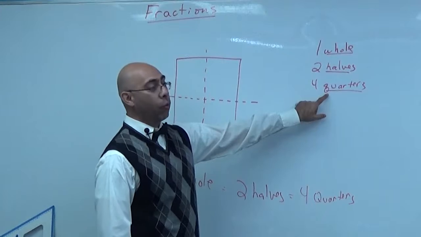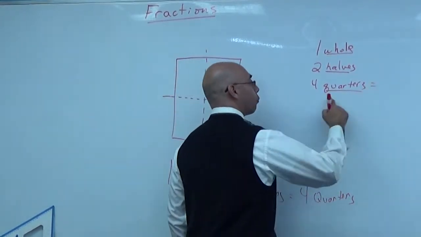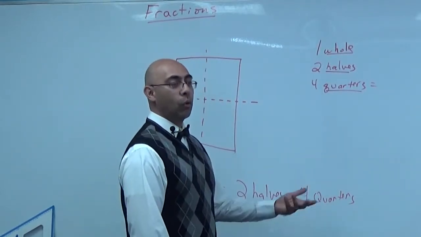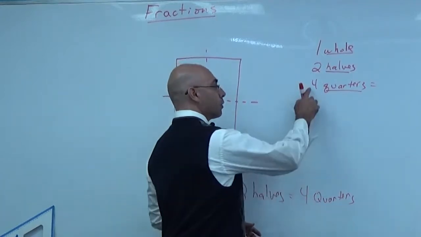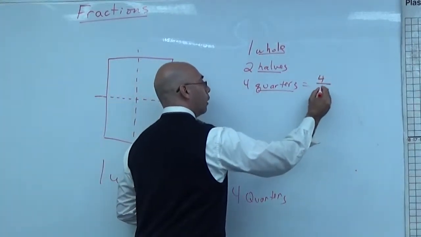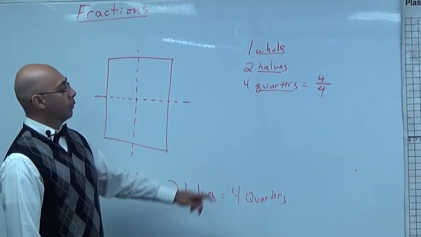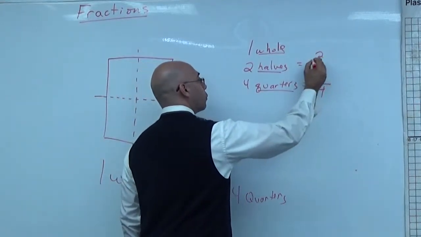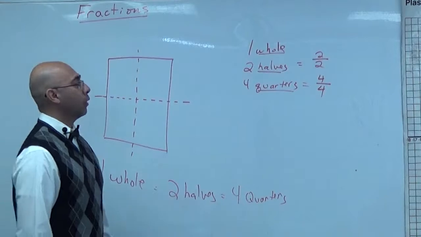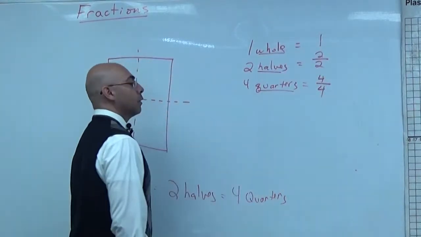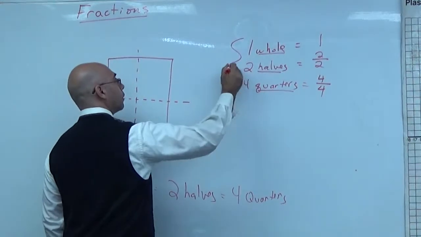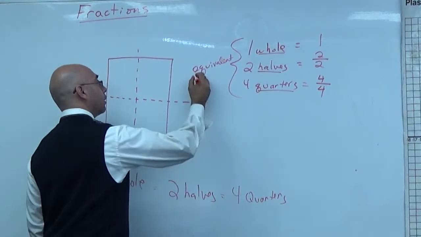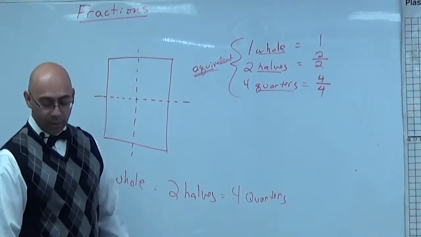Now when I'm talking about quarters, they're just saying, instead of writing the word quarters, how many quarters make up a whole? 4. So instead of writing it this way, you can write it as 4 quarters right there. Instead of writing 2 halves, how would you write half as a fraction? So it's like saying you're having 2 halves. 1 whole just means 1. So these are all what we call equivalent. Because what word do you see in equivalent? Equal. They all mean the same thing.